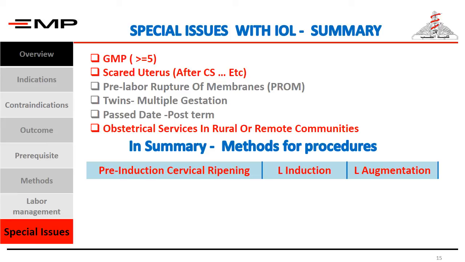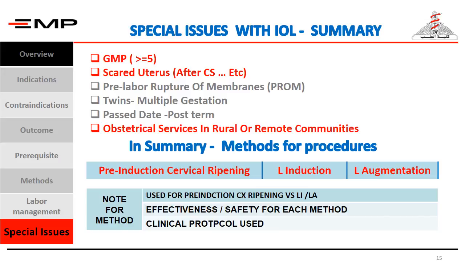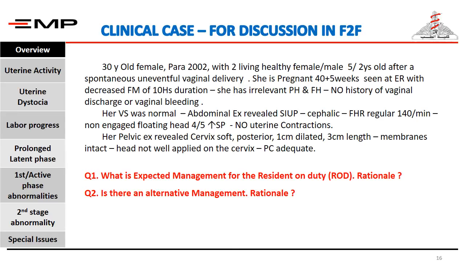Grand multiparity and scarred uterus represent a relative contraindication or caution for labor induction. Selection of the method for labor induction will be discussed in the face-to-face presentation or with other topics. The student should be able, guided by the previous slide, to summarize for each procedure the possible methods and their safety and effectiveness. The student is advised to prepare this clinical case for discussion in the next face-to-face session.